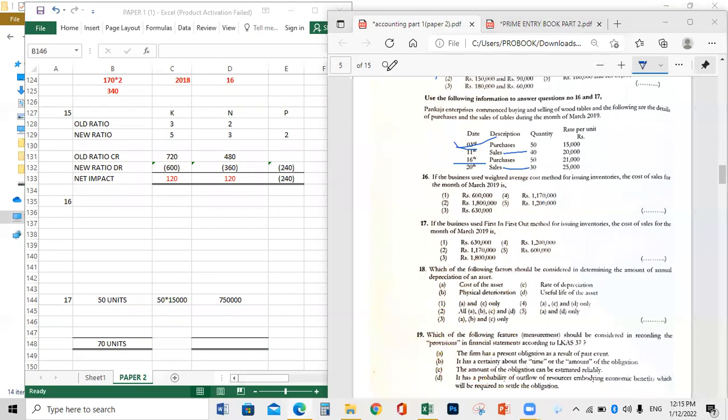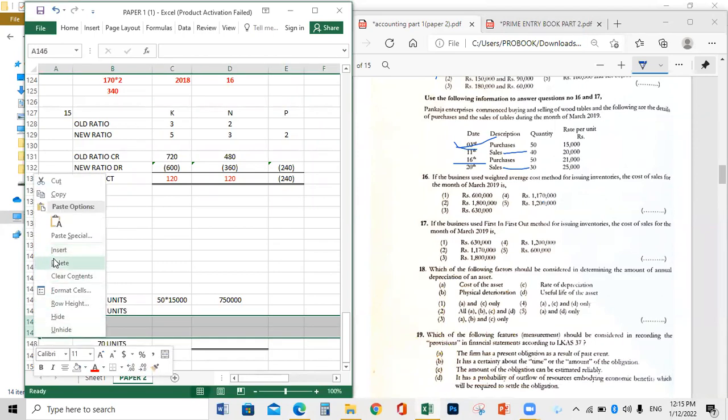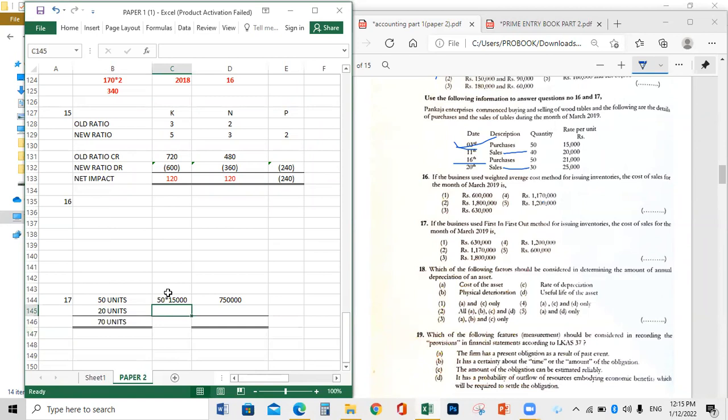Okay, out of this 16th March, you have purchased 50 units, but you don't need all 50 because you have only sold 70 units. That means you need another 20 more to make it 70. So guys, the price of each of these 20 units is 21,000. So 20 into 21,000 will give you 420,000.